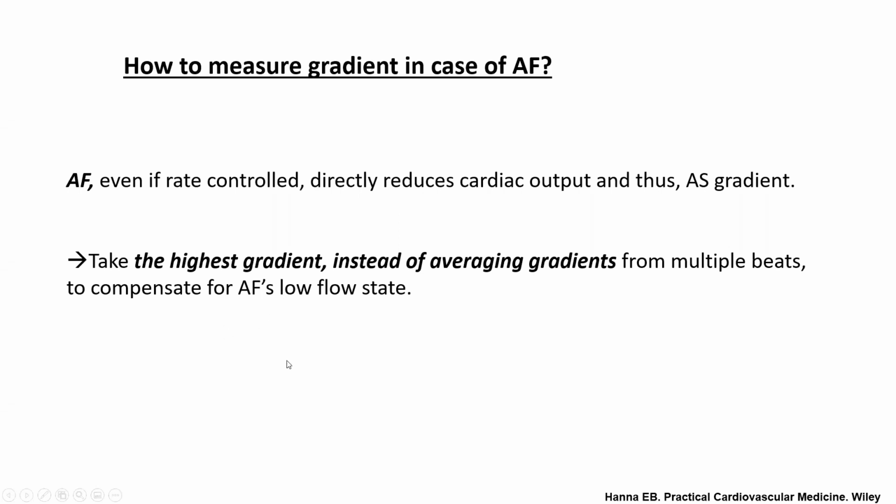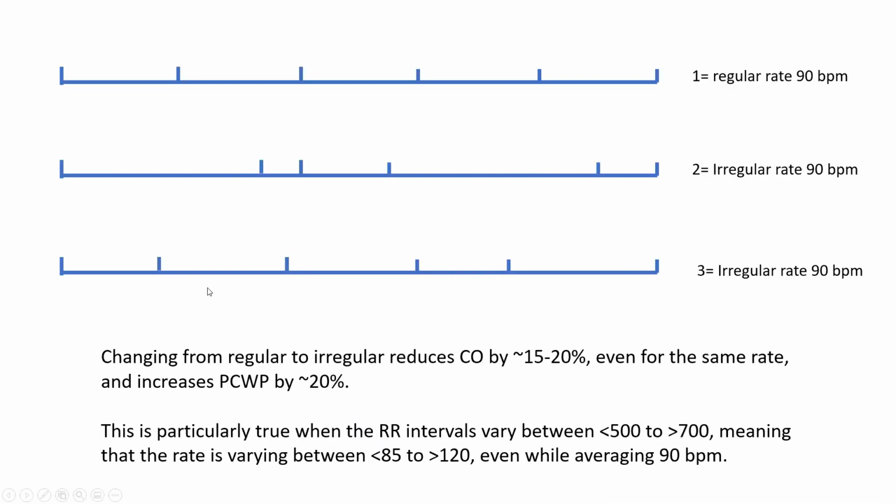So by definition, you want to grab the highest gradient you can get. So definitely get the highest gradient. Don't average down gradient, whether by echo or by cath. And there are some papers in the echo field from Mayo Clinic suggesting that idea, but it's common sense. AFib is a low output state.